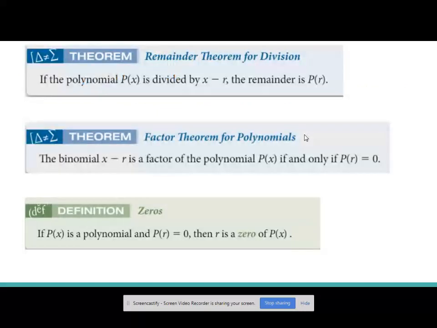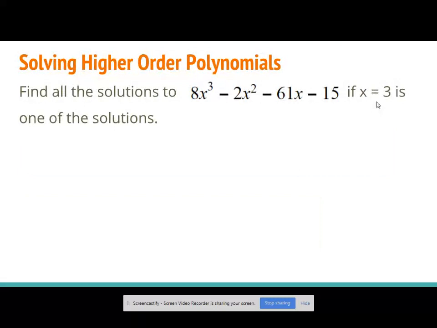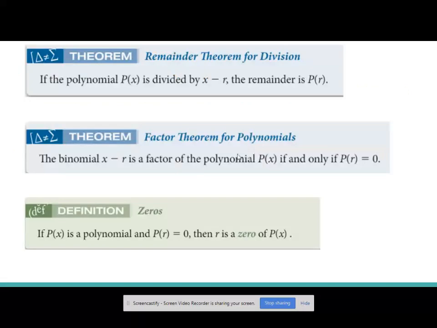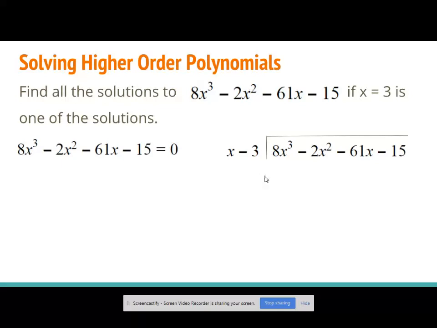What this theorem says here is that if x equals 3 is a solution, if r is a solution to this equation, then we should be able to factor it out. So if x equals 3 is one of the solutions to this equation, that means that x minus 3 is a factor. It's going to be minus simply because that's what this is, x minus r. I'll leave that up for a second. Pause it if I'm moving too fast for you.